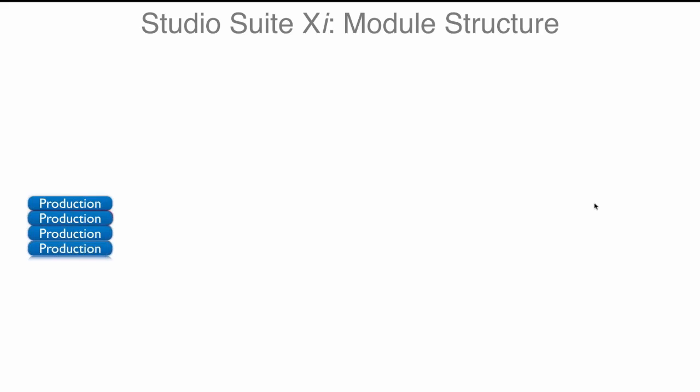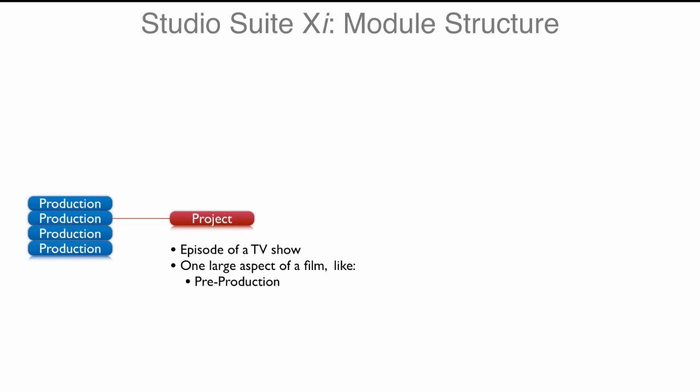And each production would have at least one project, which is maybe a subdivision of all of the stuff that occurs within that. And that would equate to something like an episode of a TV show, a large aspect of a film like pre-production, shooting, post-production, editing. It could equate to like a reel of film, or maybe just like a one-off job.